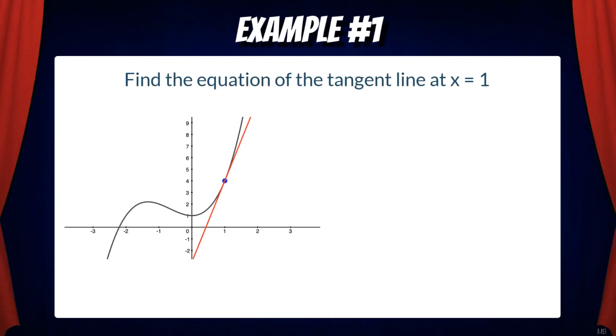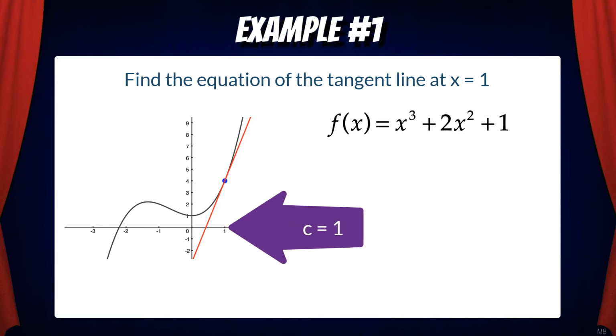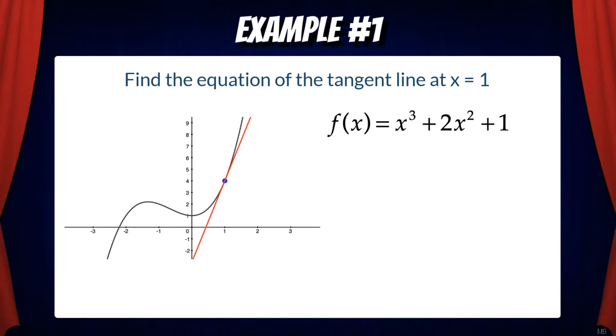Suppose we need to find the equation of the tangent line at x equals 1 on the function f of x equals x cubed plus 2x squared plus 1. The first thing we should note is that c equals 1. That's the specific x value in question. So let's follow the three steps. First, let's find f prime of x. In this case, f prime of x equals 3x squared plus 4x.